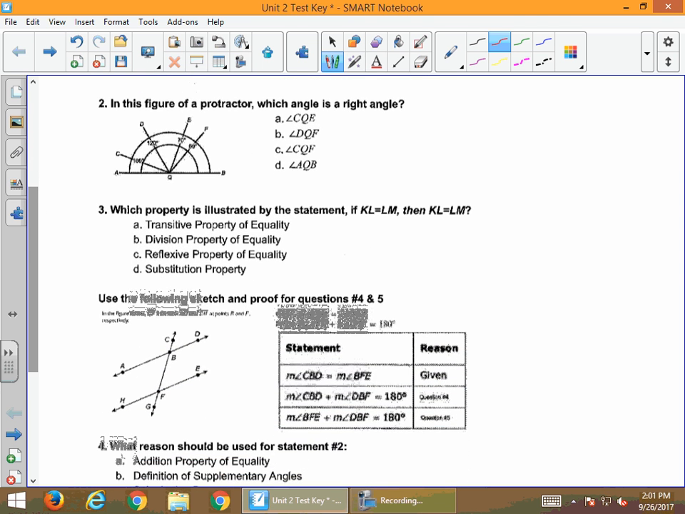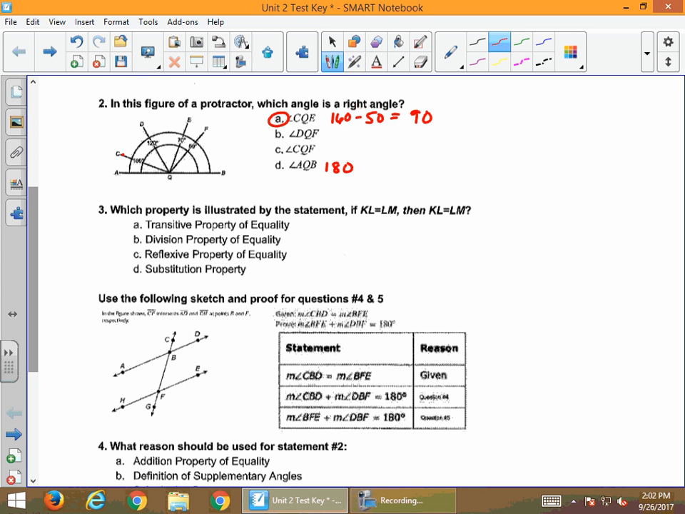Question number 2. In this figure of the protractor, which angle is a right angle? Okay, so I'm going to have to do a little bit of subtraction here. So CQF. Let me mark this. As I take a look, the QC ray is over there at 160, and the QF ray is at 50. 160 minus 50 is 90. That is a right angle. So boom, I'm done. Now, I will pick another one just to show you one of the other ones. AQB. Well, AQB is across the bottom. That's an easy one. That's 180.